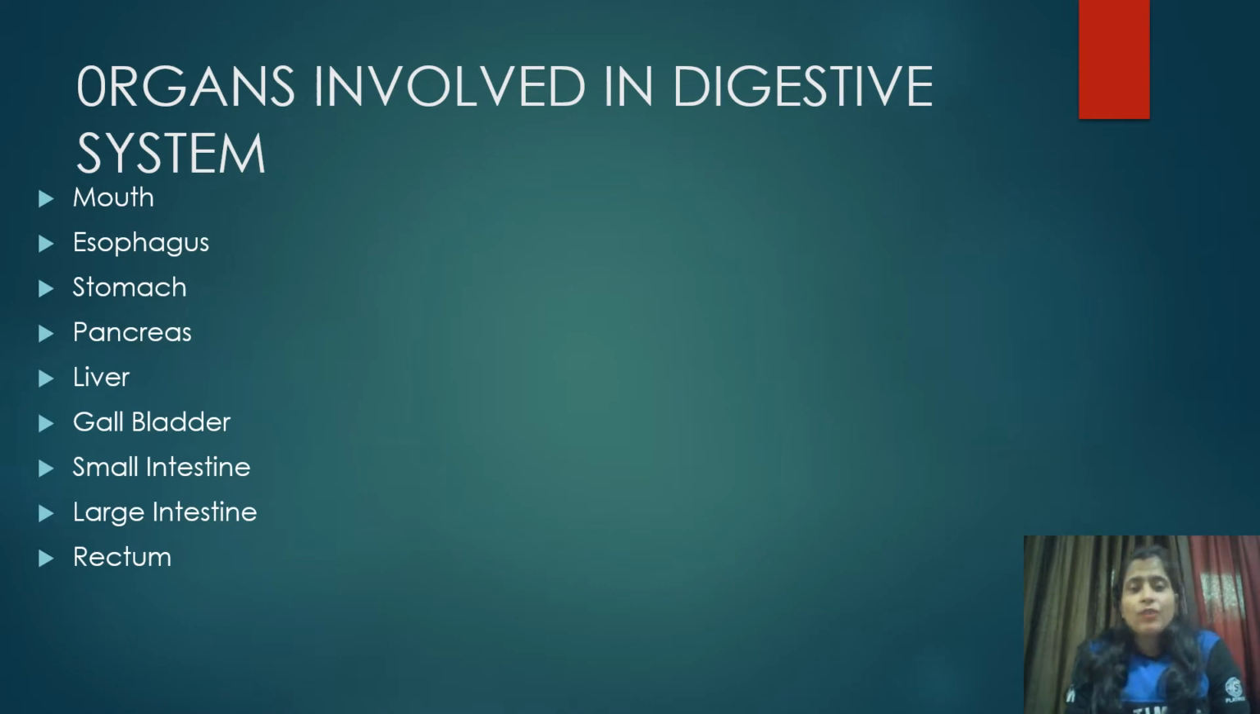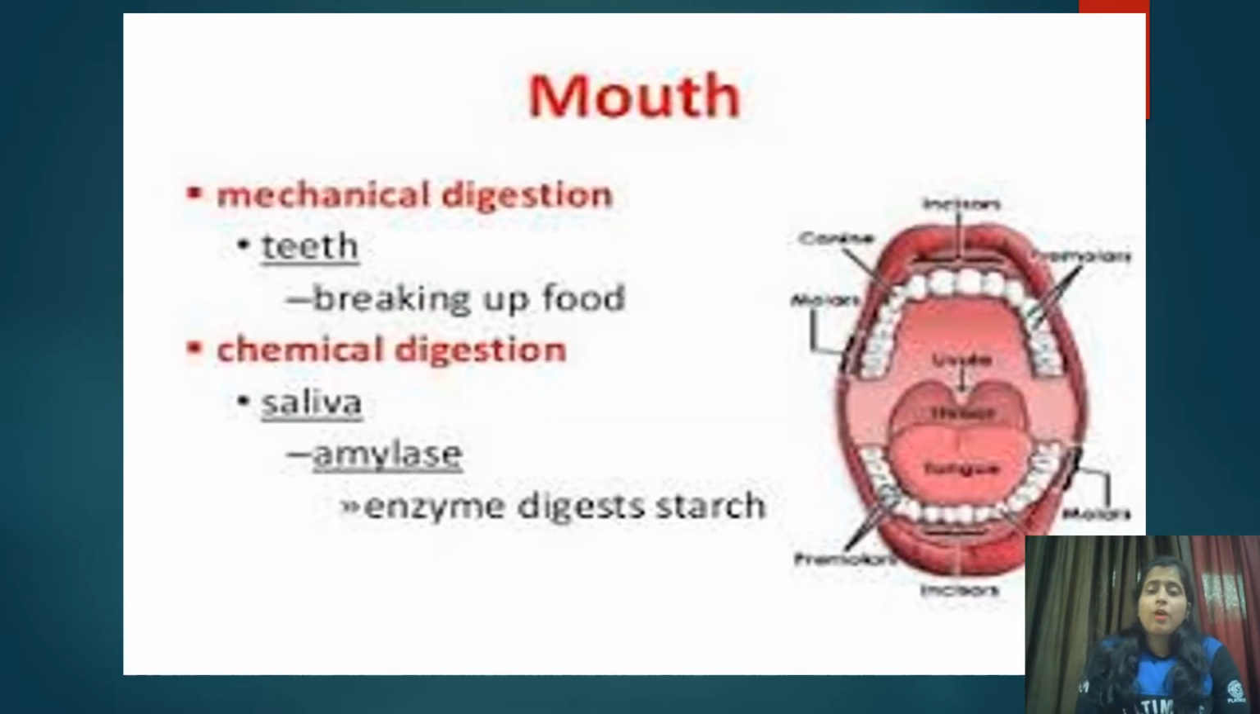So organs involved in digestive system are mouth, esophagus, stomach, pancreas, liver, gallbladder, small intestine, large intestine, rectum. These are the organs which are responsible for proper digestion of food particles in our body. Mouth. We all have mouth. Mouth is the place from where we eat food, or it is the entry point of our digestive system. Two types of digestion take place in our mouth: mechanical digestion, chemical digestion.